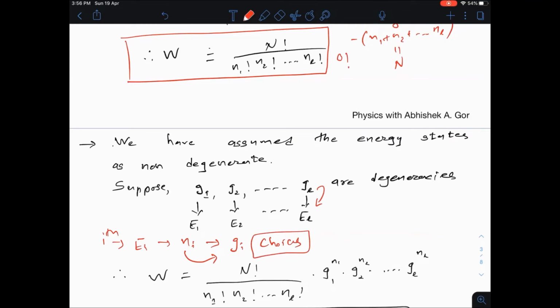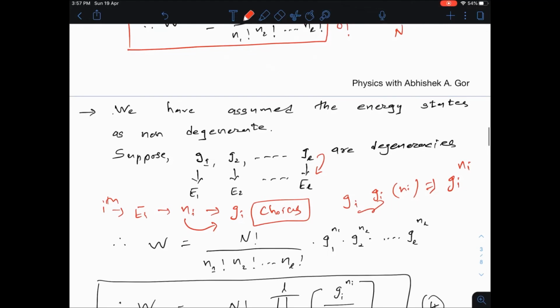So we have Ni particles. So how many particles are there? Ni. So for the first particle in the Eith level we have Gi levels available. Then for the second particle in the Eith level we again have Gi levels available. Like this we have Ni times Gi available. That means we have Gi to the power Ni ways of arranging Ni particles among the Gi levels, right?